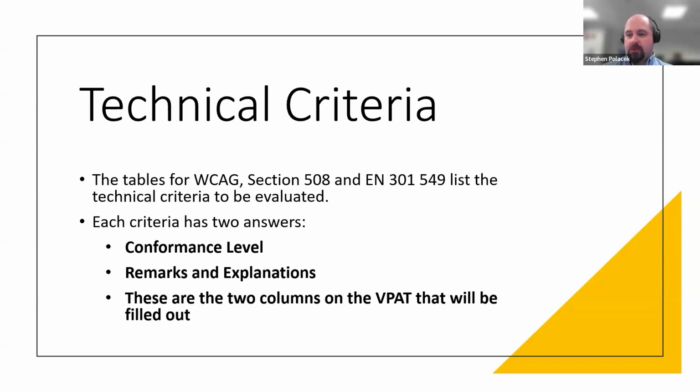Why are you reading this in the first place? First thing we'll talk about is the technical criteria. So the guidelines that make up WCAG, Section 508 and European Union 301 549. Those technical criteria are the testable standards that each of those laws or guidelines has. The report has 2 columns for each of those. The first is the conformance level. So how well do they meet the guideline? And then the second one is remarks and explanations, that explains why they meet something, why they don't, what they're going to do, all of that. Those are the 2 columns that have to be filled out on the VPAT.